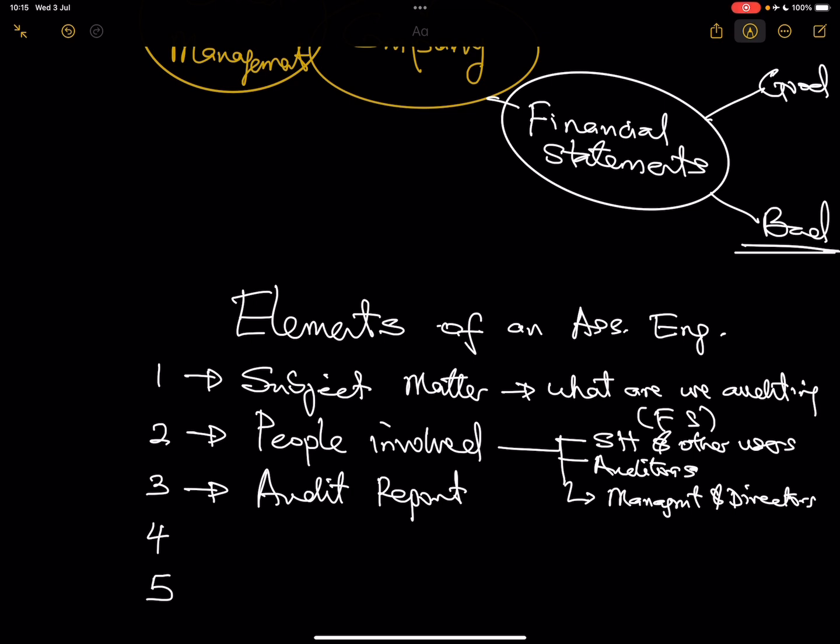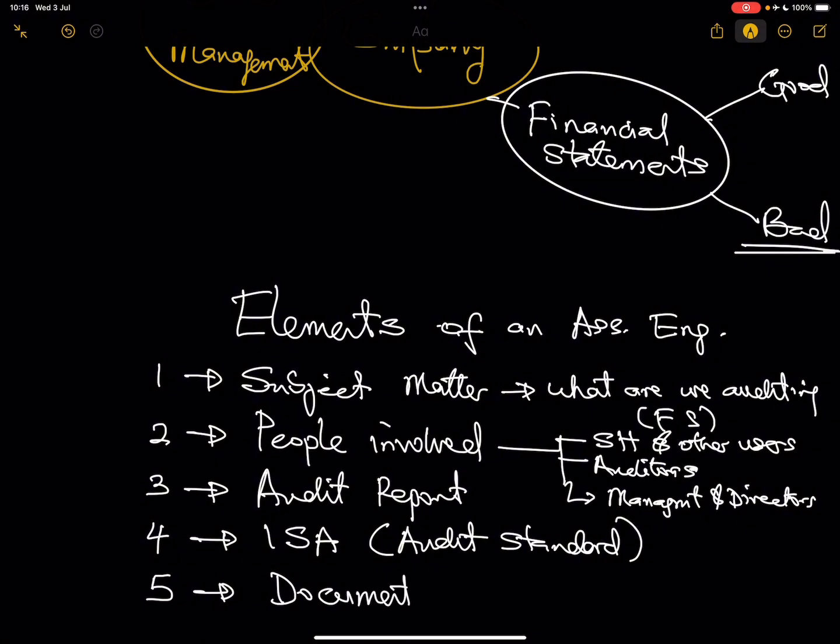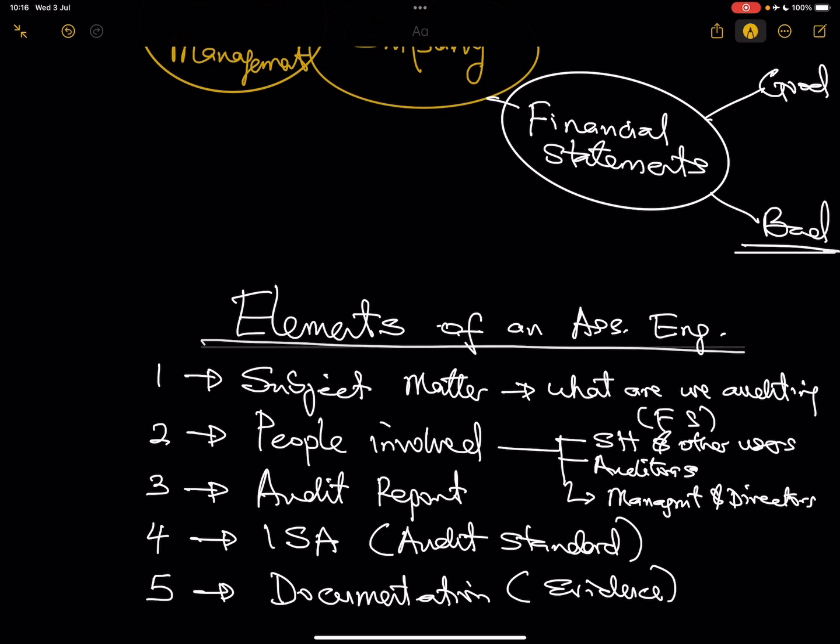Then the last two are about the way the work is being done, which is talking about the standards. So the ISA, which is the audit standard, because we cannot do any audit without the standard. Very, very important. And documentation, which is the work of the auditors, where evidence is being kept. So it is very important to know these elements, very examinable. That is very, very important.